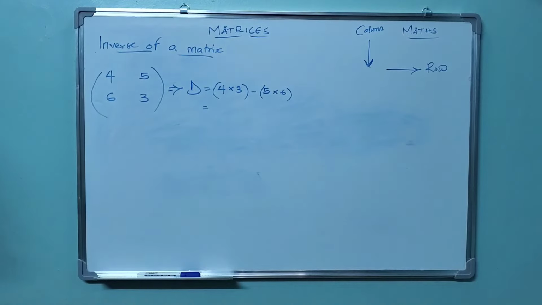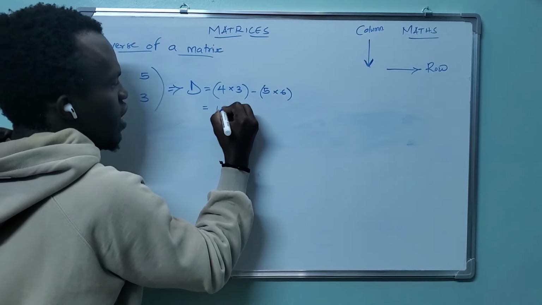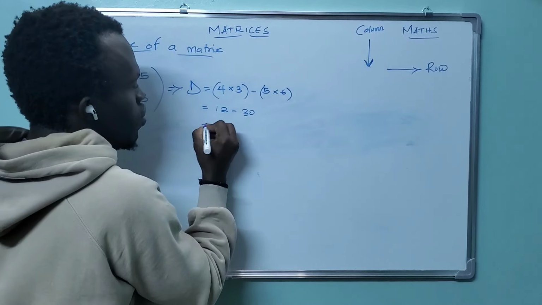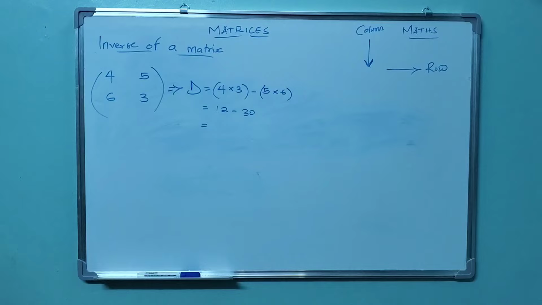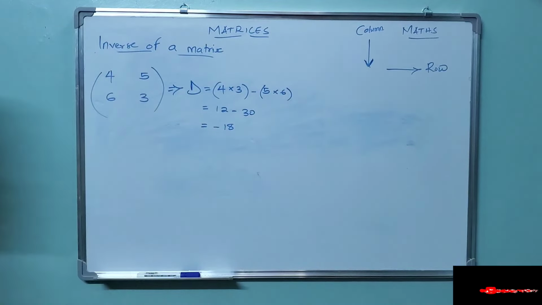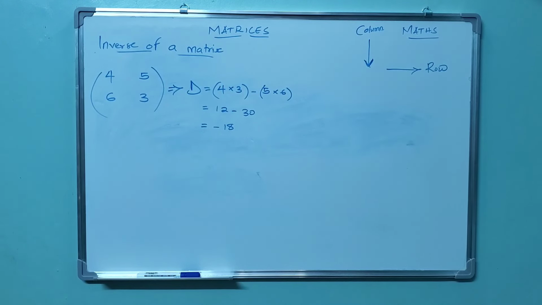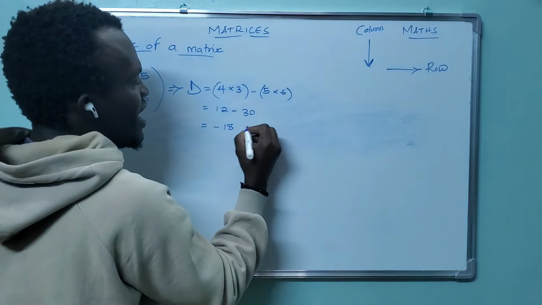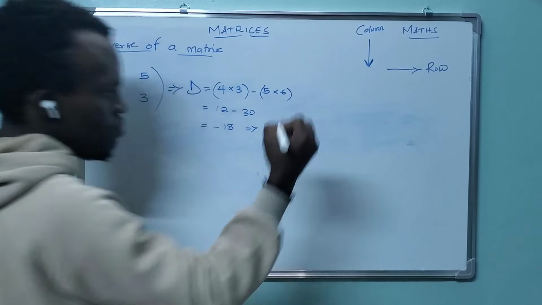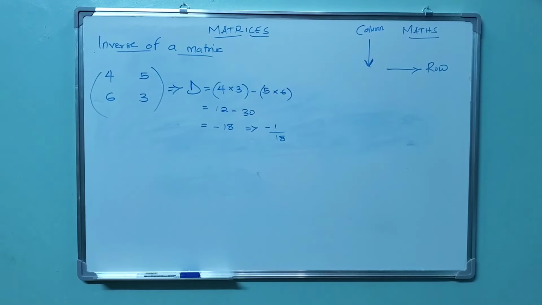Which means what am I going to have? I'm going to have here 4 multiplied by 3, that is going to be 12, minus 5 multiplied by 6, that is going to be 30. Which means what am I going to have as my determinant? I'm going to have my determinant to be negative 18. That is going to be my determinant. Remember, once you've gotten your determinant, you are going to get the inverse of your determinant. That is the reciprocal. So you're going to get the reciprocal of your determinant, whereby the inverse of negative 18 is going to be negative 1 over 18. And there I have the inverse of my determinant.